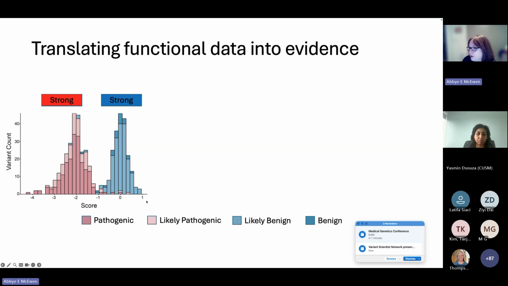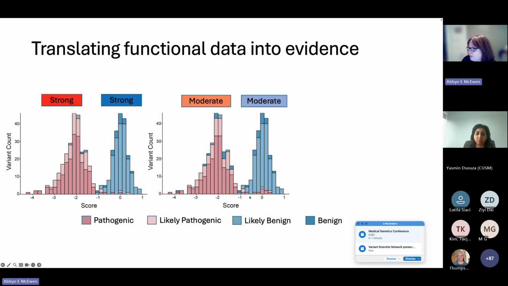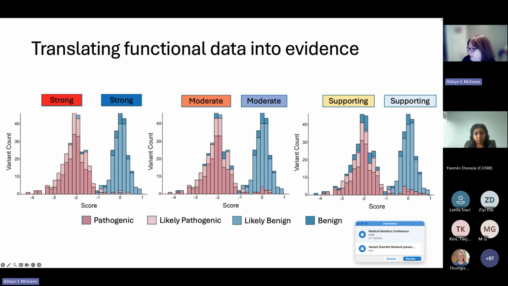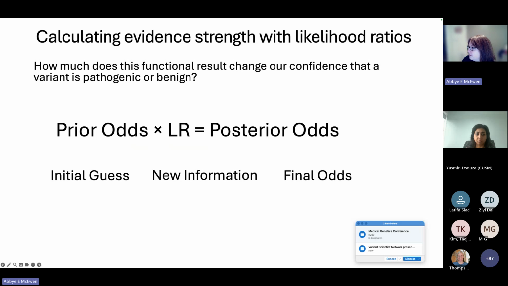Either they're wrong in ClinVar, or your assay is missing a mechanism of disease. If there's more overlap, this would equate to moderate. And if there is even more overlap, we decrease the evidence strength further to supporting. But how do we quantify this? As variant scientists and laboratory directors, we're really not allowed to eyeball things. So let's talk about how to actually put a number to that with a likelihood ratio.